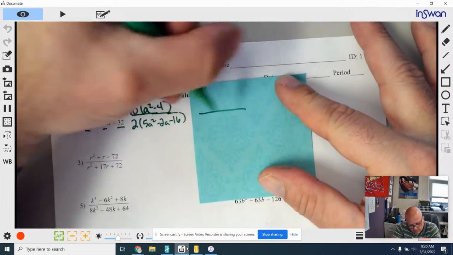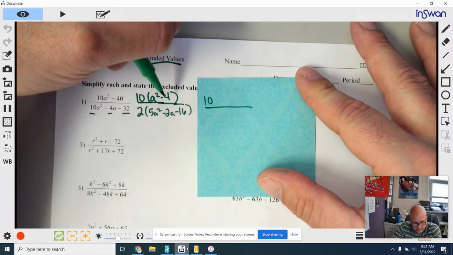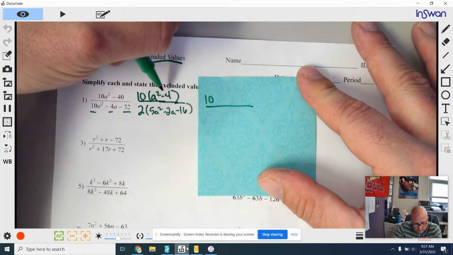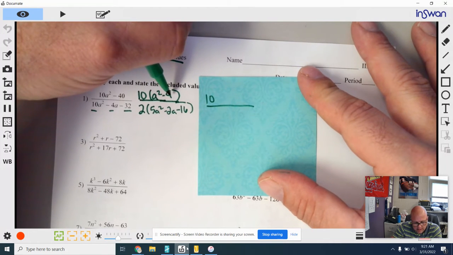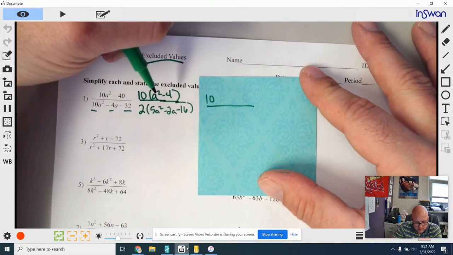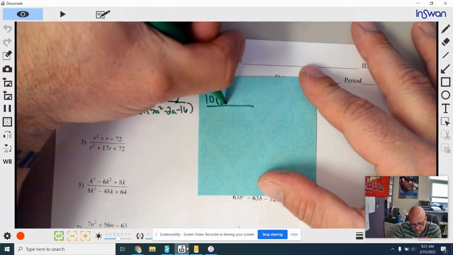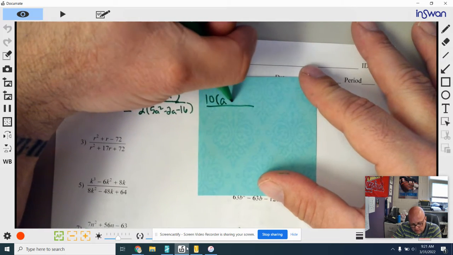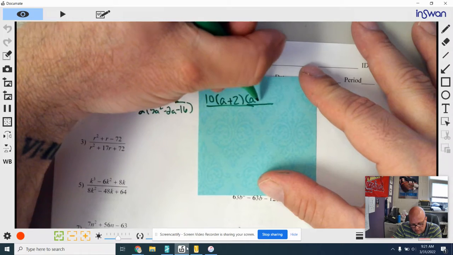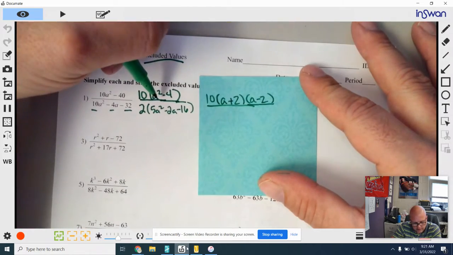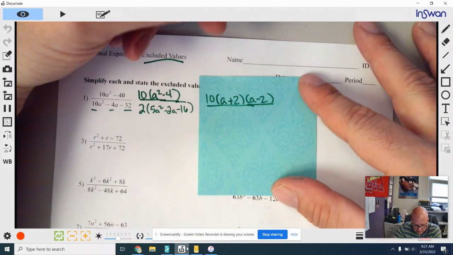So up top, we still have that 10 out front. But a squared minus 4 is a difference of squares. When you have a difference of perfect squares, meaning you've got a squared term and a constant in the back with no variable in the middle, it's going to factor further, because one's a plus and one's a minus, which eliminates that middle term. So a squared minus 4 factors out to a plus 2 times the quantity a minus 2.